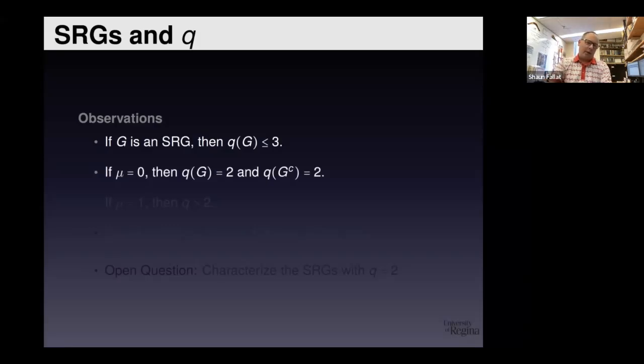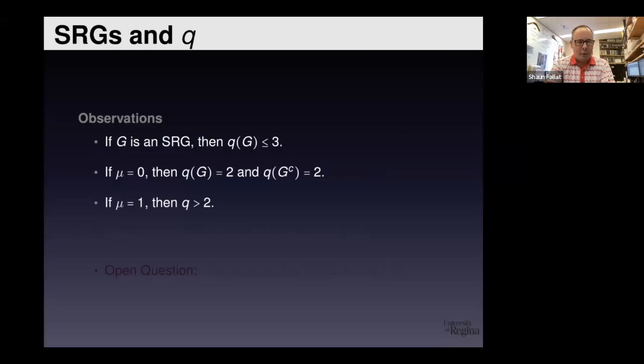And now, before someone yells at me about what mu is: mu is the parameter associated with the non-adjacent vertices, right? So every pair of non-adjacent vertices has to have mu common neighbors. And just using basic rigmarole associated with strongly regular graphs, if mu is 0, you can decide that q is 2, and so is the complement. If mu is 1, then q can't be 2, and that's just a consequence of the neighbor condition that I was just discussing before.